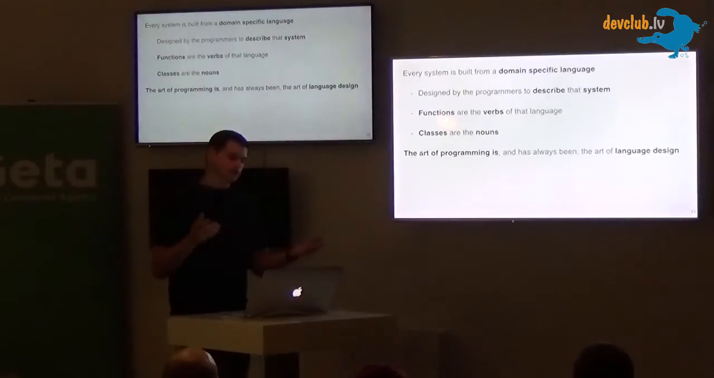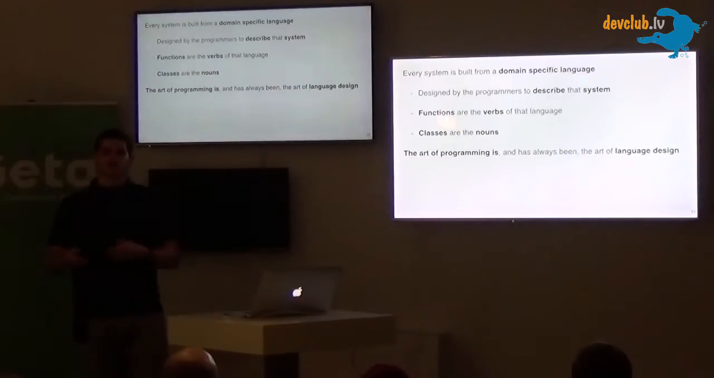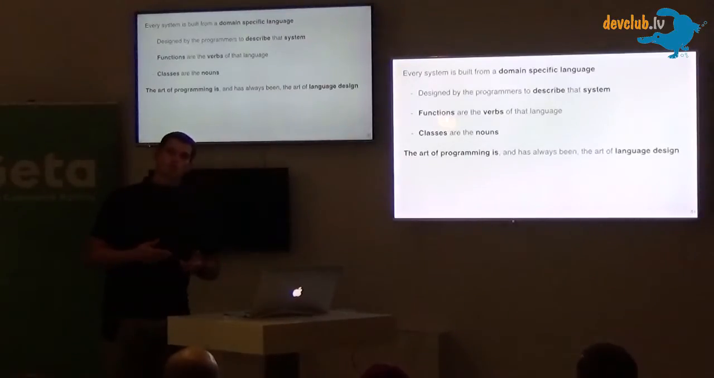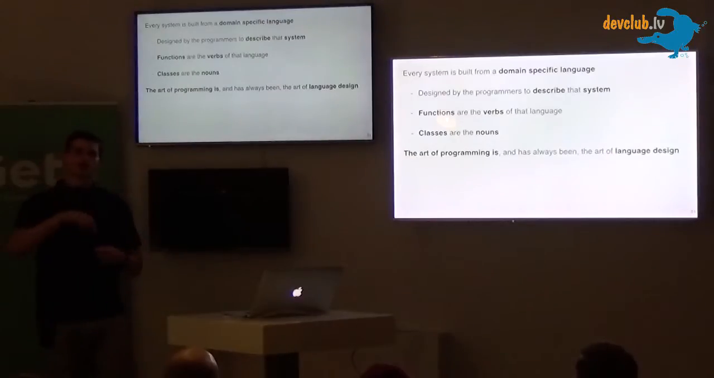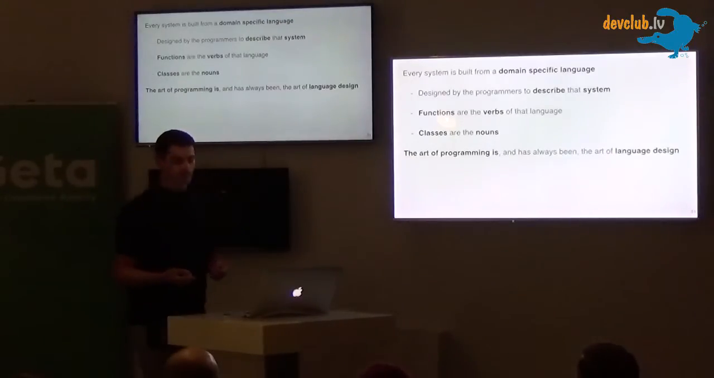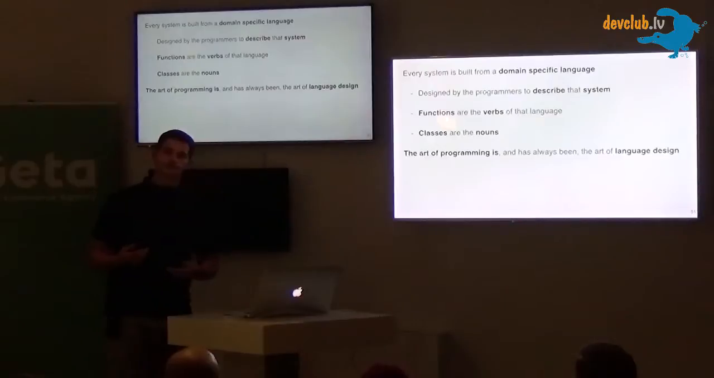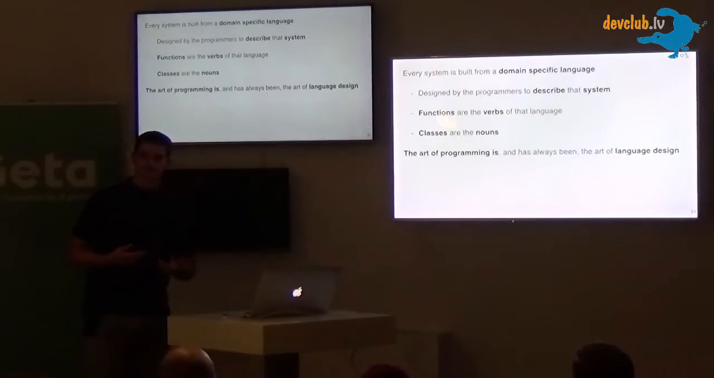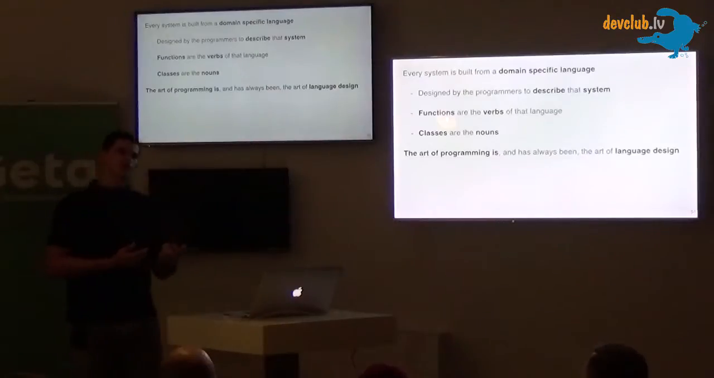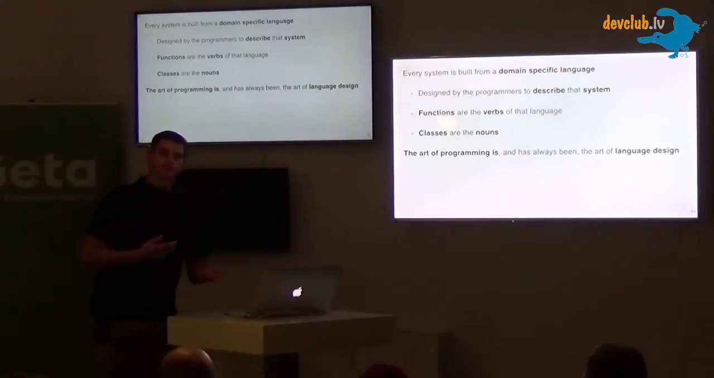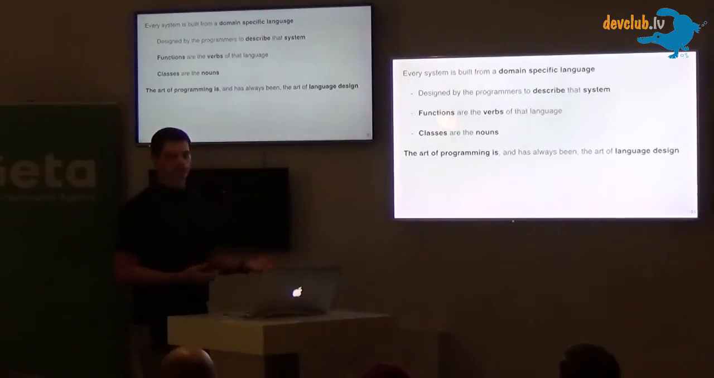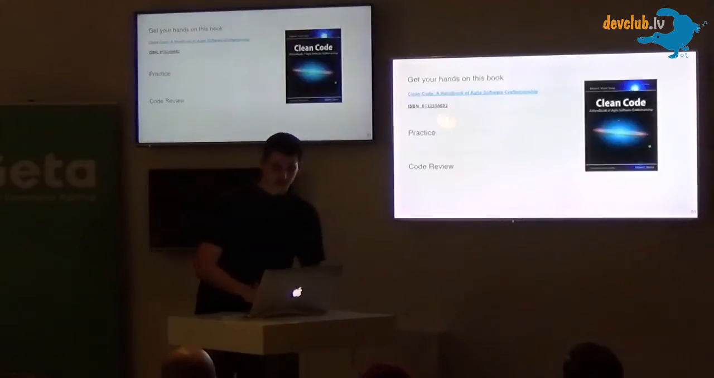Okay, so yeah, maybe this word. Functions are verbs, they are commands, you issue a command, so they should be named like that. And classes are nouns to which those commands are going to be issued. So what is programming? Programming is pretty much the art of language design. You try to find a way to describe a problem, and in describing that problem you achieve the goal that you wanted to accomplish.